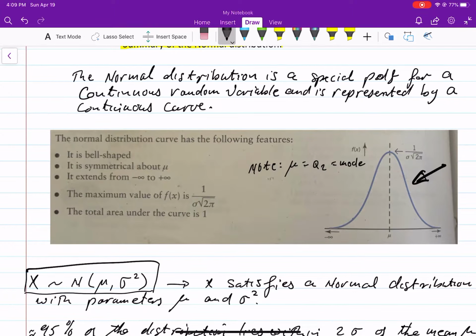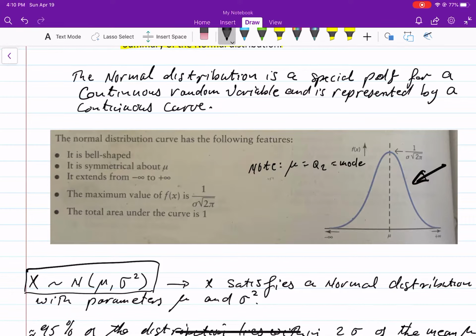Let's read the specs on the normal distribution. The normal distribution curve has the following features. It's bell-shaped, as you can clearly see there. It is symmetrical about the mean, mu. Mu is the mean. And by the way, because it's symmetrical, the mean, the median, and the mode are all equal. They have the same value. So it's symmetrical about the mean. It extends from minus infinity to plus infinity.